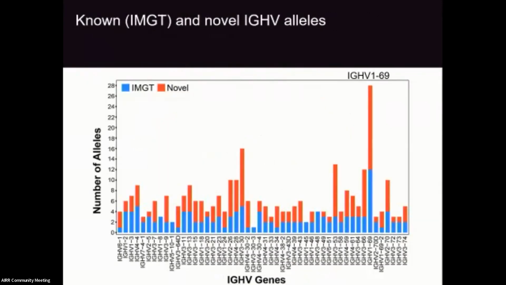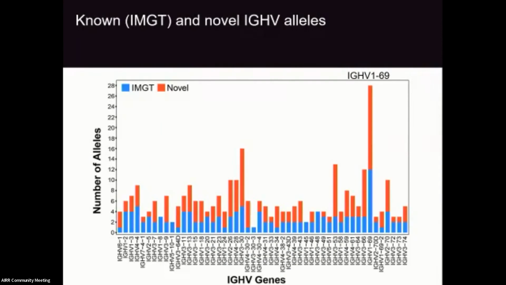These are really distributed on all the V genes. So this plot shows the different V genes and the number of alleles we find per gene. The blue are the ones that are present in IMGT, and the red are the ones that we found in this population group. So I think with the exception of one gene, we find novel alleles.